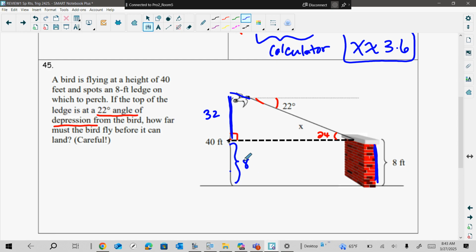All right, so now I have the right triangle I need to use because I'm going to focus on this triangle inside here. 24 is my angle, 32 is the opposite. Oh, sorry, 22. I wrote 24, sorry. 22 is the angle. This is the opposite, and then x is our hypotenuse. So yeah, sine of 22 degrees equals opposite over hypotenuse, which is 32 over x.